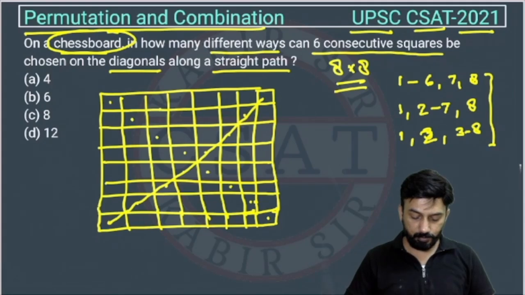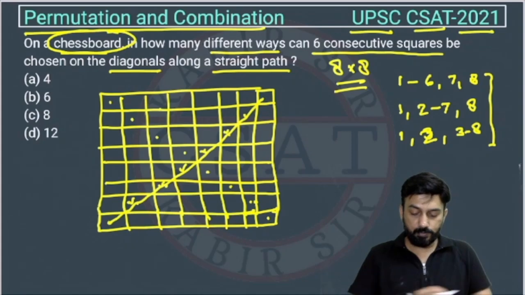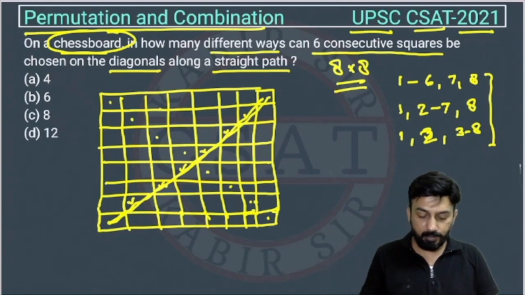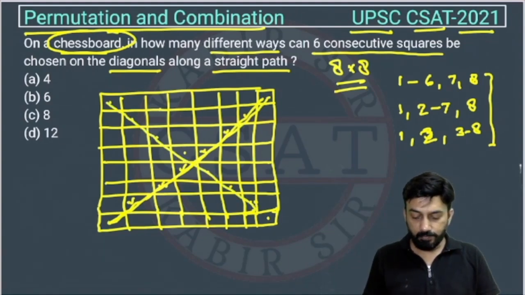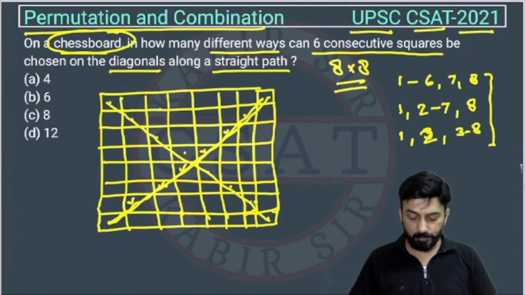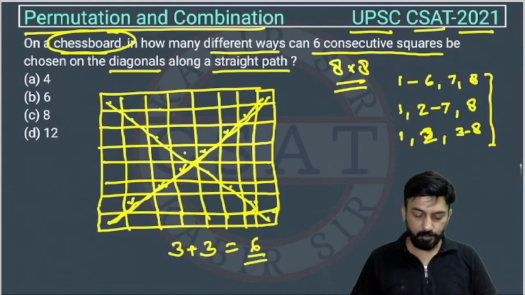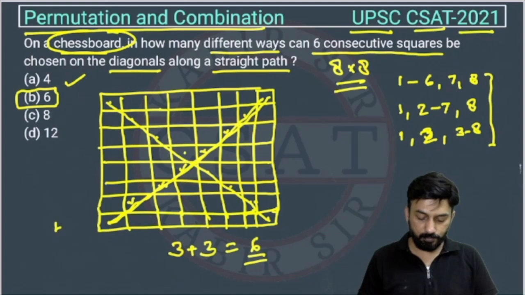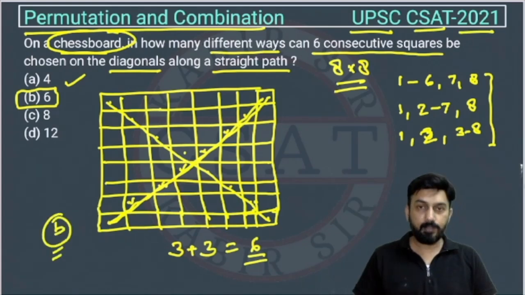If we are choosing this square, then we have to choose this also. So there are only 3 possibilities along this diagonal. Similarly, along the other diagonal we have 3 possibilities. So the total possibilities will be 3 plus 3 is equal to 6. So the answer will be option B.